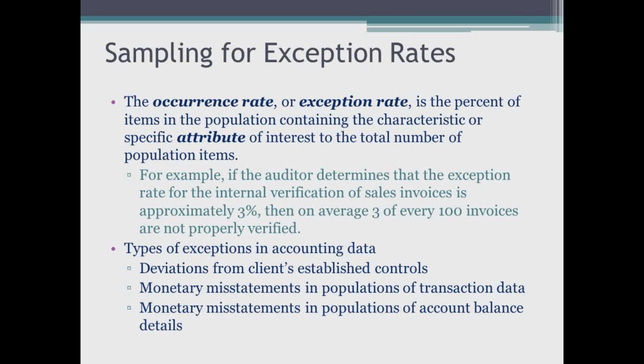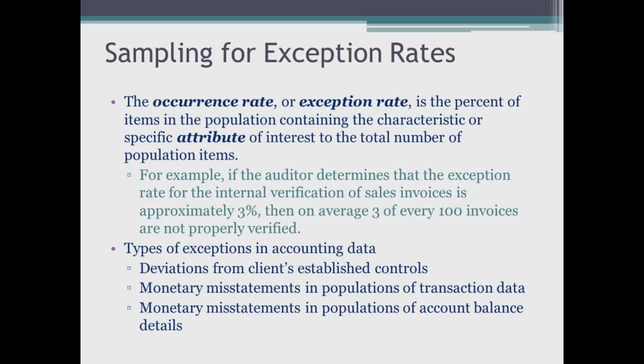Another example would be the auditor determines that the exception rate for internal verification of sales invoices is approximately 3%. So basically what you're doing is setting, based on the auditor's judgment, based on the auditor's prior knowledge of the client or audit results from the past, if it's a continuing client, the auditor is expecting a 3% rate, indicating that 3 out of every 100 invoices will not be properly verified. So they're setting what they believe the tolerable exception rate will be.